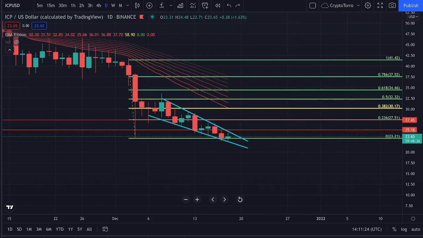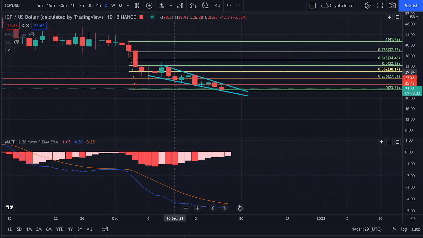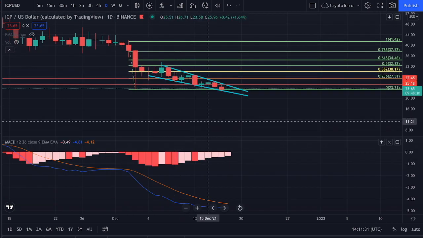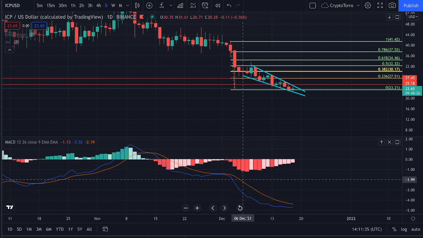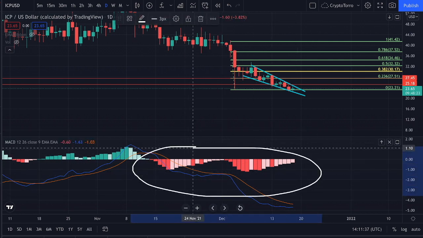So you have to keep this in mind once we see Internet Computer heading all the way towards the $32 range. Well, this being said, I would like to discuss as well the MACD on the 4-hourly and the daily time frame. What you can see on the daily time frame, what I think is absolutely important, is that we have already experienced major momentum towards the downside.